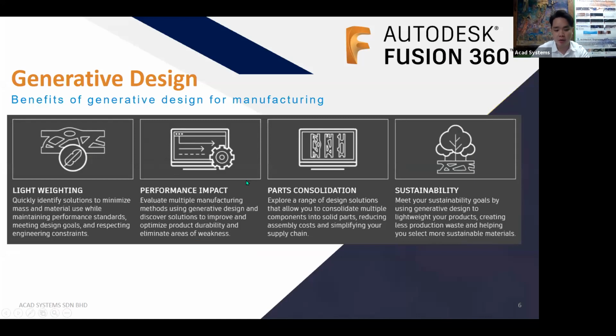The second one will be the performance impact. This helps you evaluate multiple manufacturing methods by using generative design, and it can also improve and optimize the product durability and eliminate all the weak areas. Because for one completed product design, there will be some areas that are very good, but there are always some areas that are very weak and very easy to be destroyed. By using this software, it will help you analyze and eliminate all the areas of weakness.